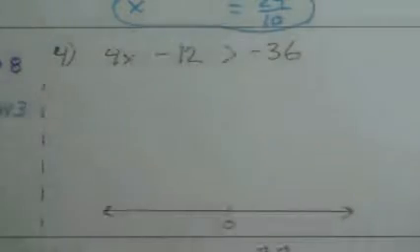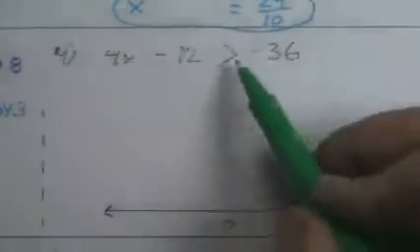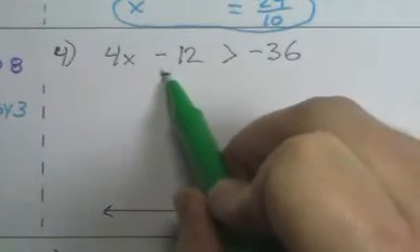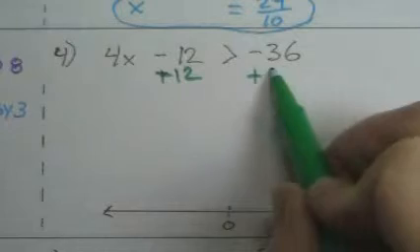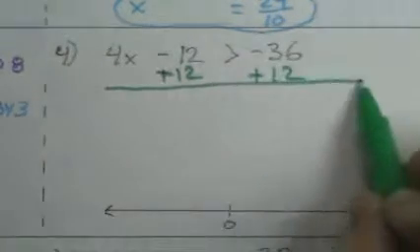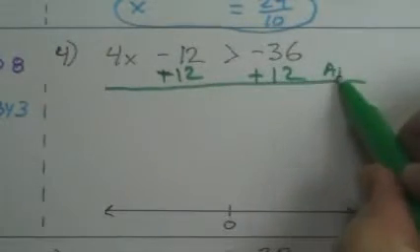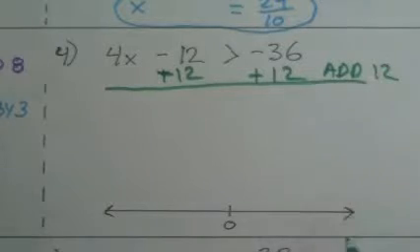Okay, sliding over to number 4, same type of problem. Inequality, it's just a 2-step. So the first step is to get rid of the constant. So I'm going to do the opposite. I'm going to add 12. And so I'm adding, I'll write that down here, add 12.